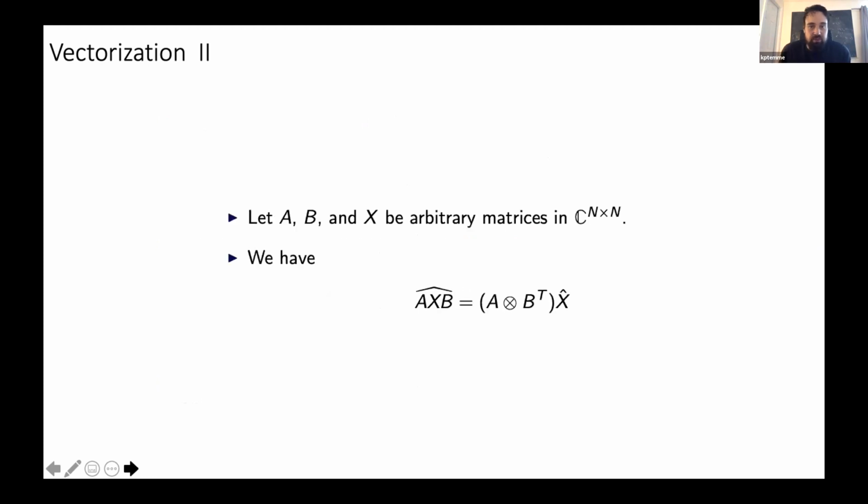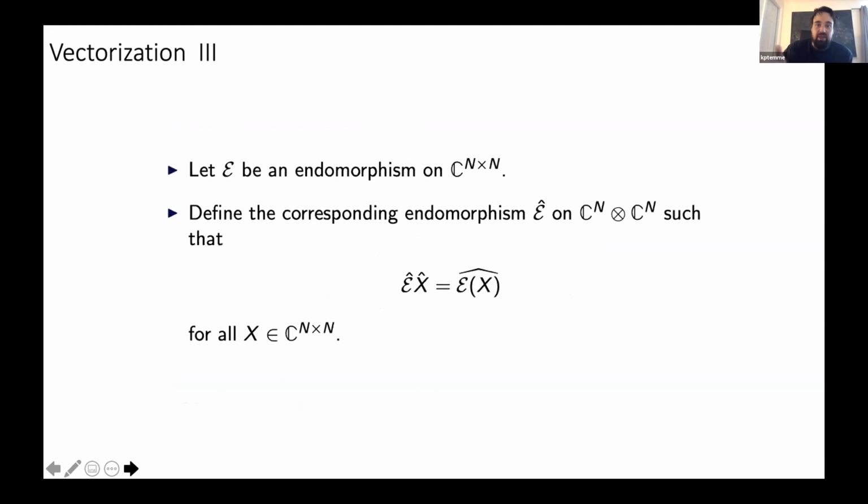Okay, and so then there are some neat identities where you can say, if I have left-right multiplication with some matrix x, I can represent that with the vectorized version of x and having two tensor copies, A tensor B transpose acting on x hat, which is an identity we'll need quite a bit. And then composition in an application of channels becomes simple matrix multiplication on the tensorized copied space. Okay.